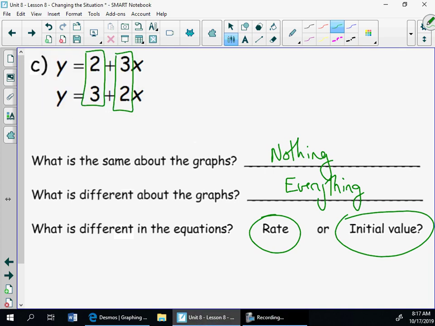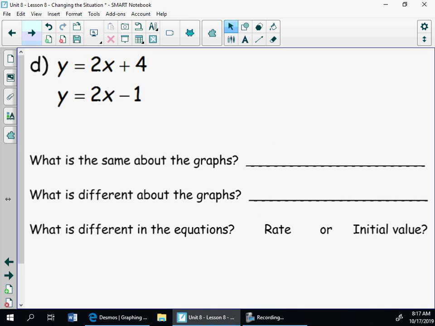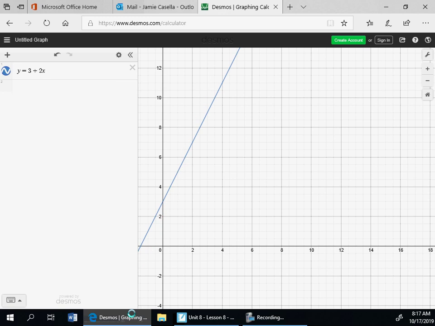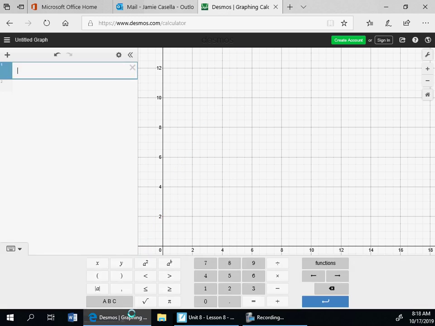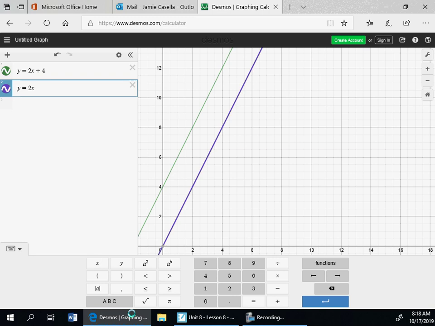Okay, so let's play with some of these equations a little bit more. What's our next set look like? 2x plus 4 and 2x minus 1. So y equals 2x plus 4, okay, and y equals 2x minus 1.